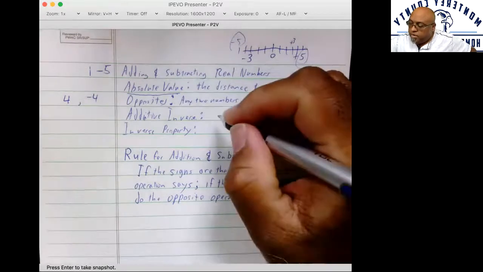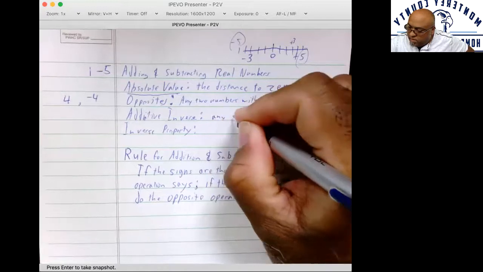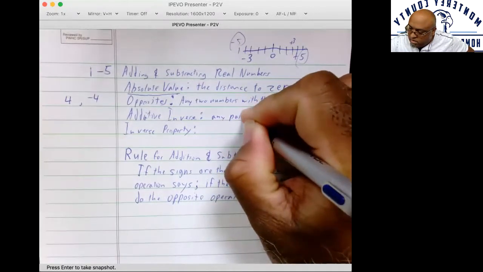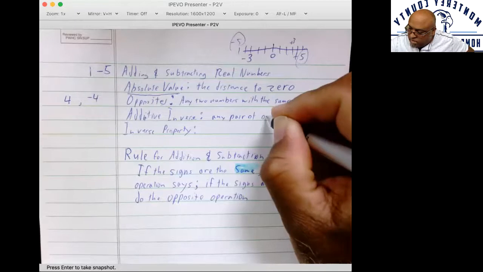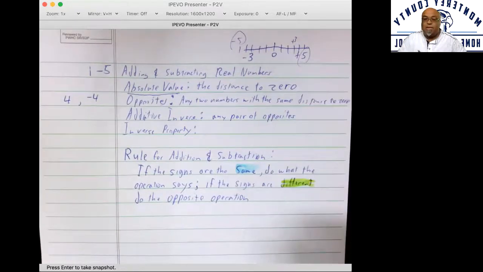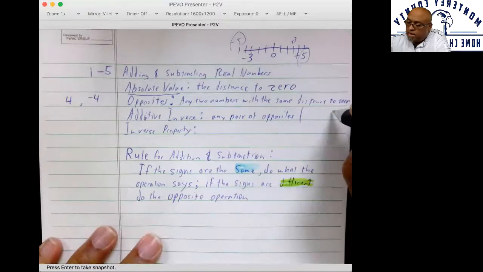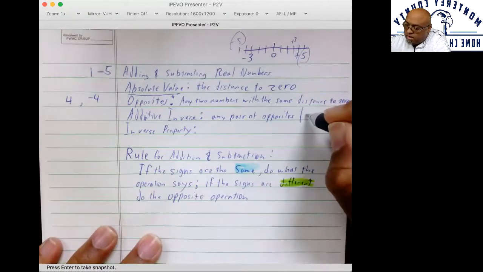Additive inverse is a name that we call any pair of opposites. Any pair of opposites are what's called the additive inverse, and the reason why we do that is because when we add them together, they equal 0.